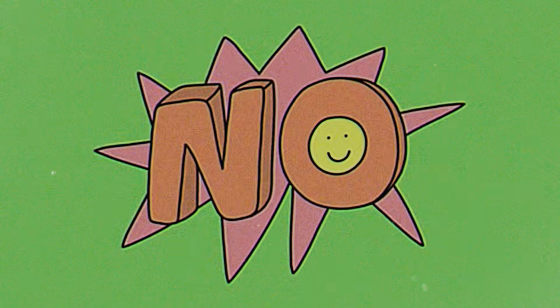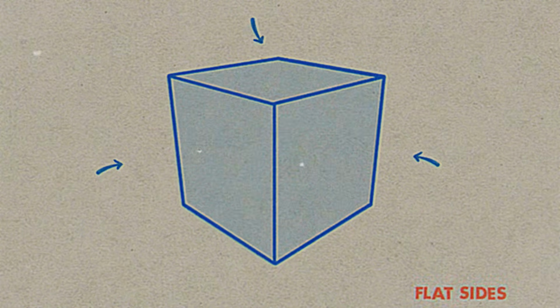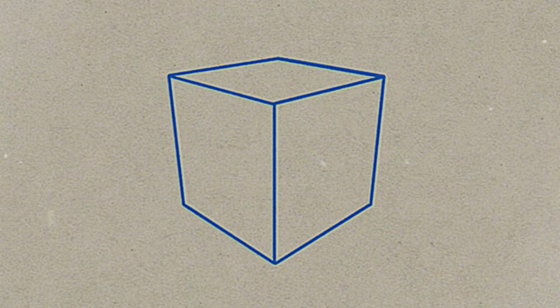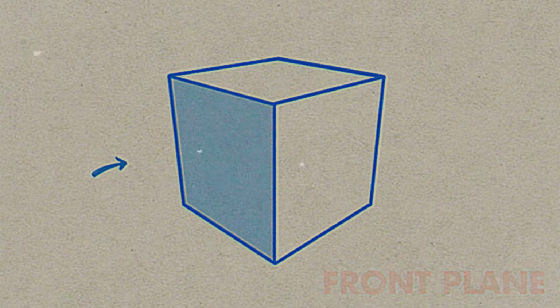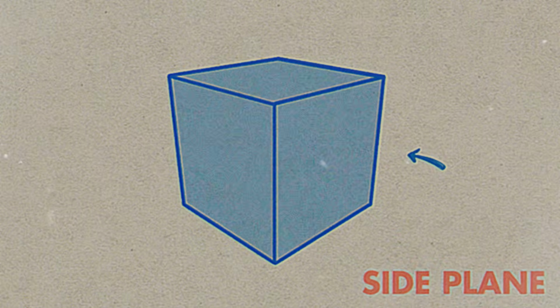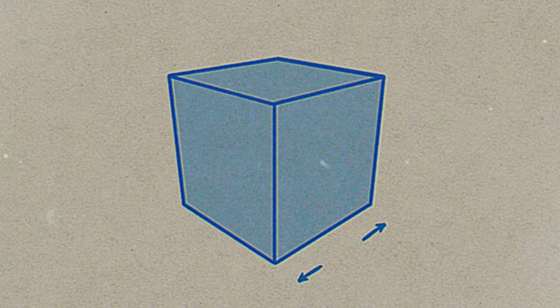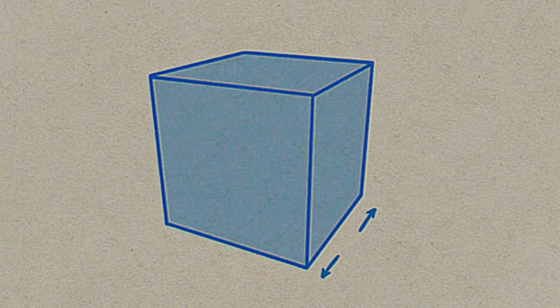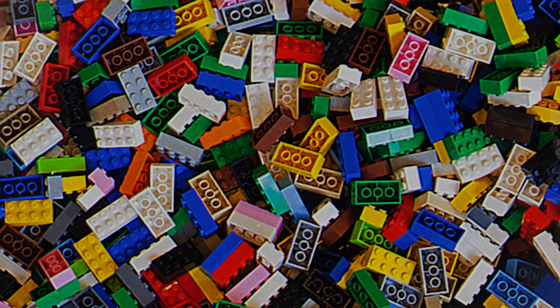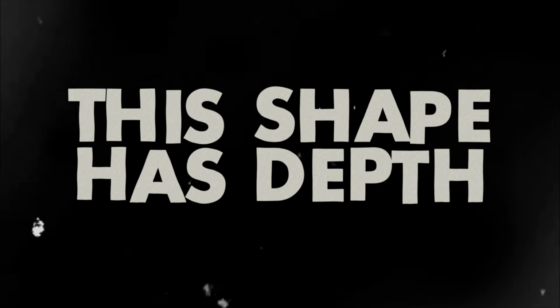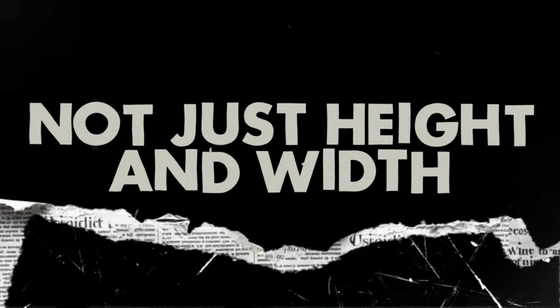Planes. No, not those ones. When we talk about planes, we're just breaking an object down to its flat sides. A cube, for example, has a front plane, a top plane, and a side plane. Each plane faces a different direction in space. Perspective affects how much of each one you see. Think of planes as the building blocks that tell your viewer this shape has depth, not just height and width.